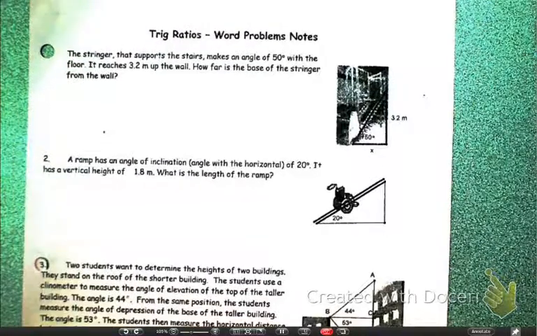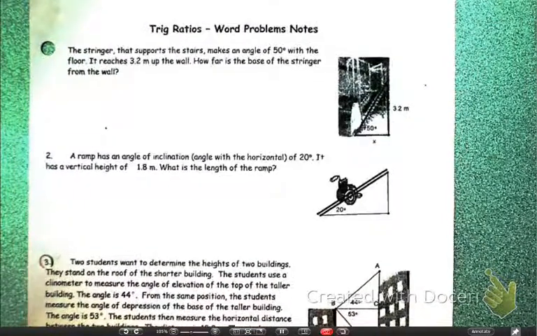Okay, so we've looked at solving for sides. We've looked at solving for angles. With word problems, we can do one or the other. It could be either, it could happen. We just have to figure out what the word problem's saying. Now, all of these have pictures for you because it's notes, but you won't always have a picture, and it might be beneficial for you to draw a picture.